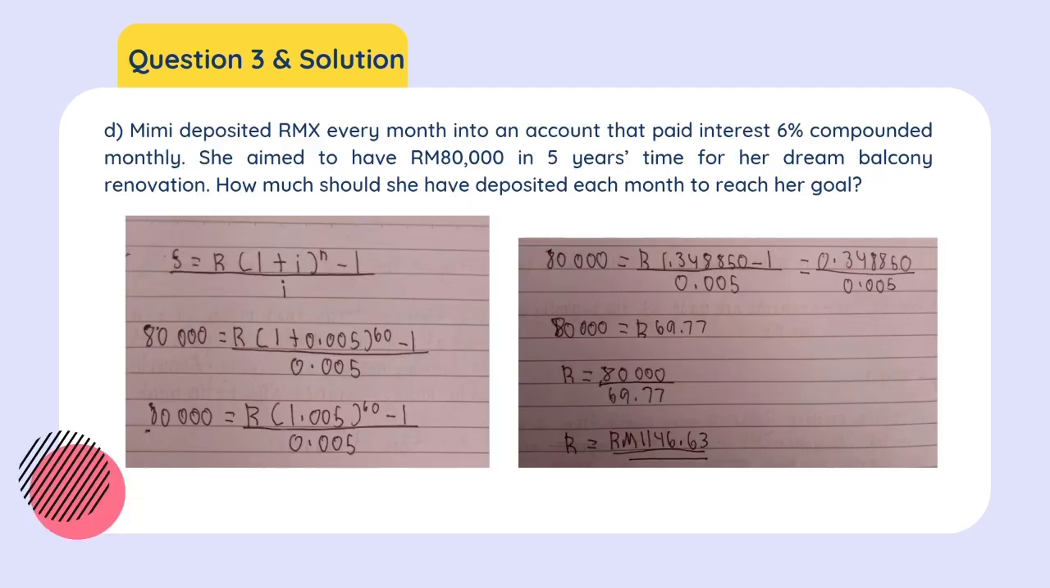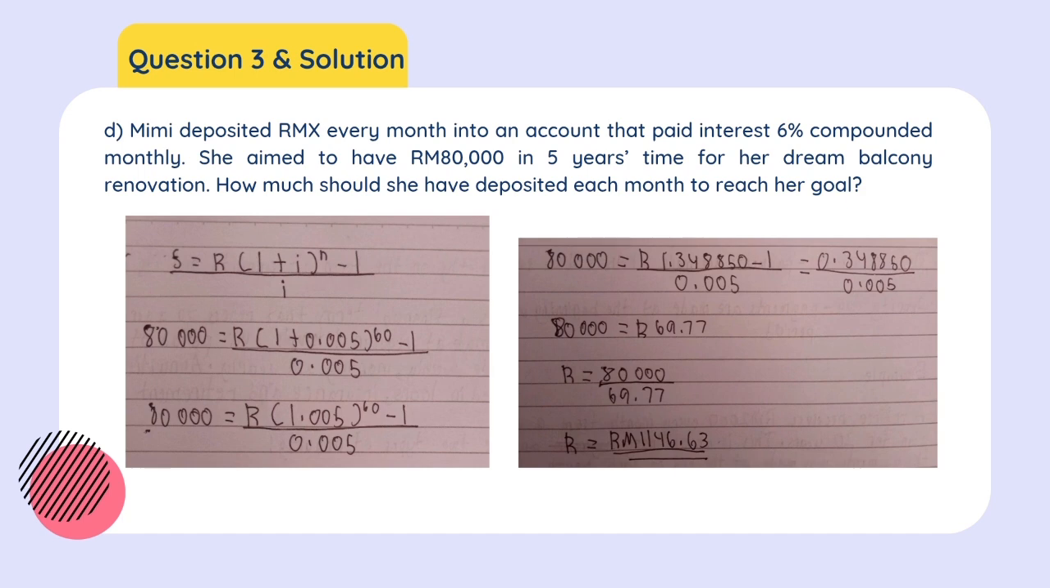And now question 3D. Mimi deposited RMX every month into a savings account. They pay interest 6% compounded monthly. She aimed to have 80,000 ringgit in 5 years, time for her dream balcony renovation. How much should she have deposited each month to reach her goal?